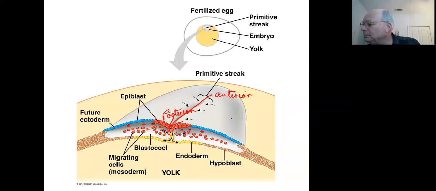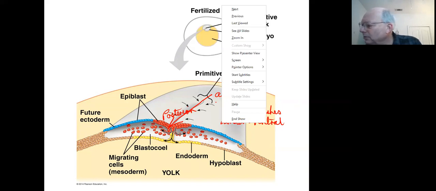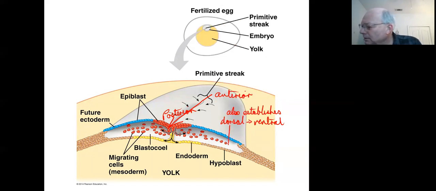I'll put in here also that it establishes dorsal ventral. So dorsal is on the epiblast side. I'm trying to think how I'll do this. Let's see. So dorsal to ventral goes that way.